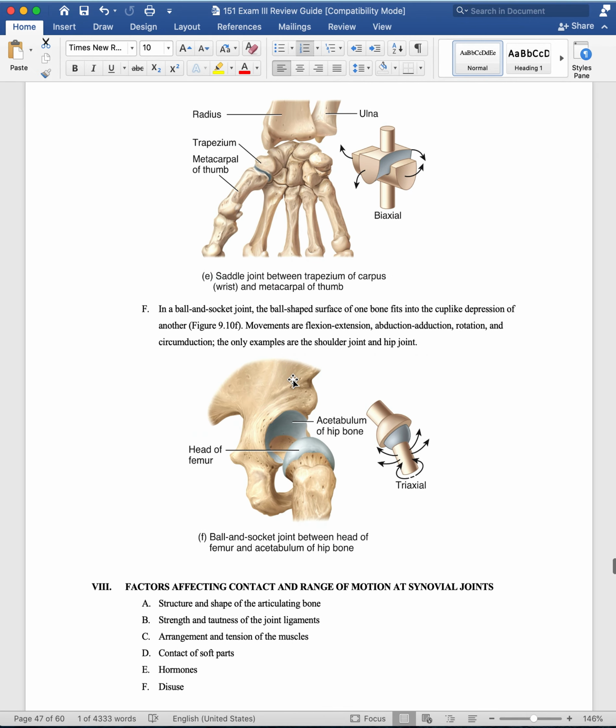Ball and socket joints, classic examples. Obviously, our hip and our shoulder, right, where we're going to have the head interacting with the socket. So here's the acetabulum of the hip bone where the head of the femur interacts. That's going to allow for triaxial motion, which allows us circumduction, flexion, extension. It allows for almost all of the options in terms of motion.